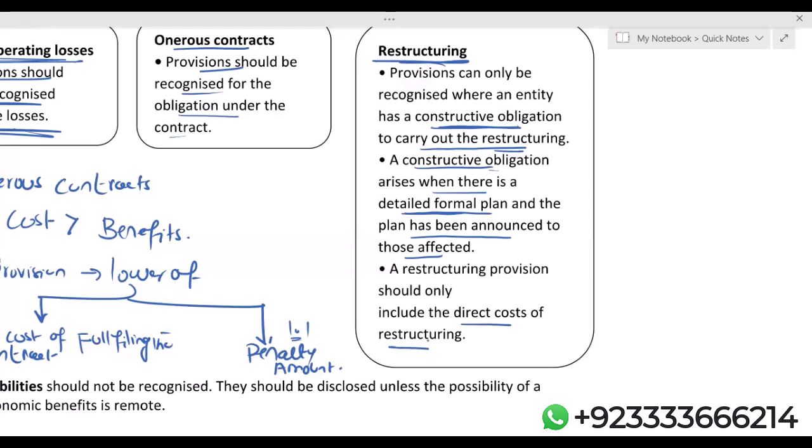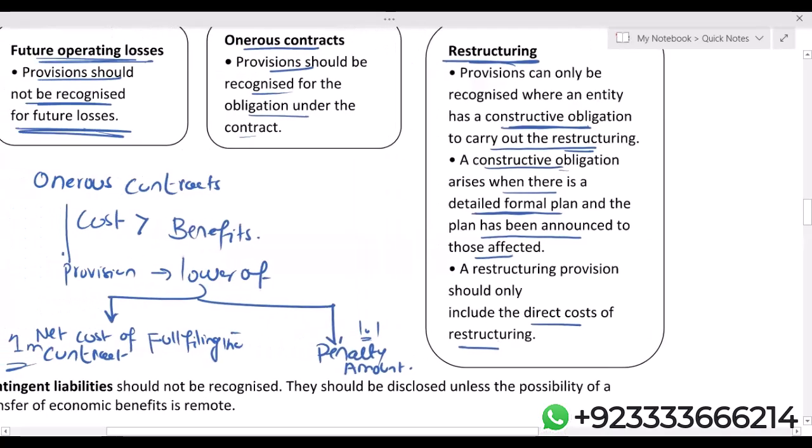So when there's a detailed formal plan, and let's say you have made a public announcement as well to those that will be affected, employees, customers, and suppliers, only then you will be making a provision for the restructuring. Another point is only that cost will be included in the provision of restructuring which will be the result of restructuring. Another point is there should not be a significant delay in implementing the restructuring plan. And the last point is we prepare provision for negative restructuring, not for positive restructuring.